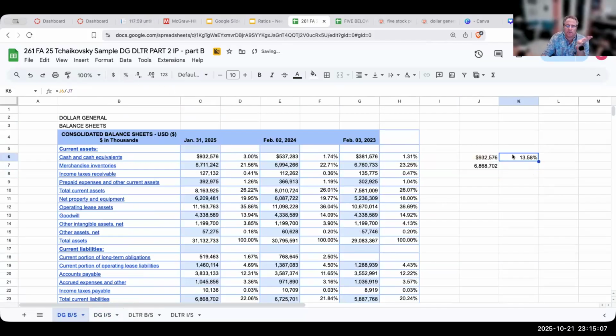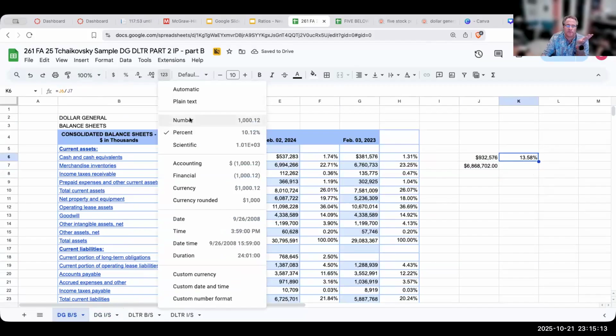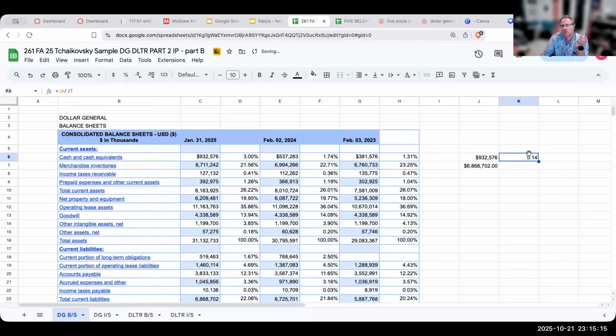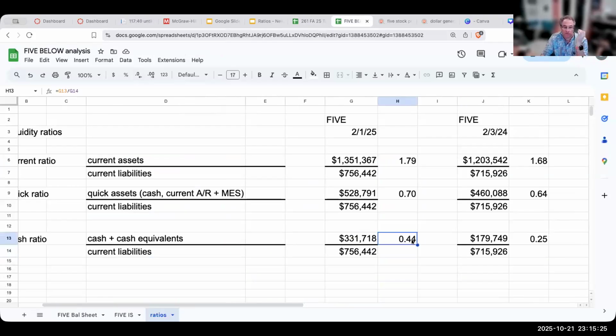my cash ratio for Dollar General is roughly at about 13, or I shouldn't do that. That's not what it is. It's not a percentage. Sorry about that. Okay. It's 0.14. So my cash ratio for Dollar General is 0.14 as of 1/31/25. If I look at this compared to the cash ratio for Five Below, it's not that good.